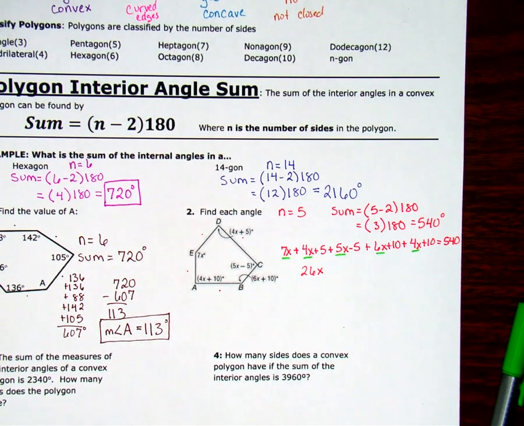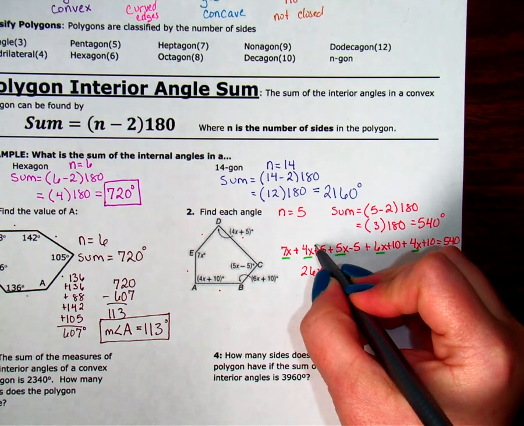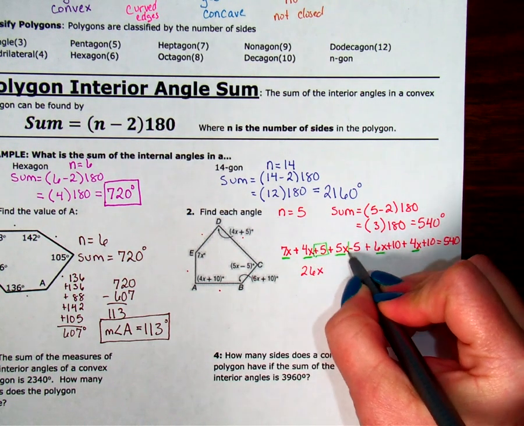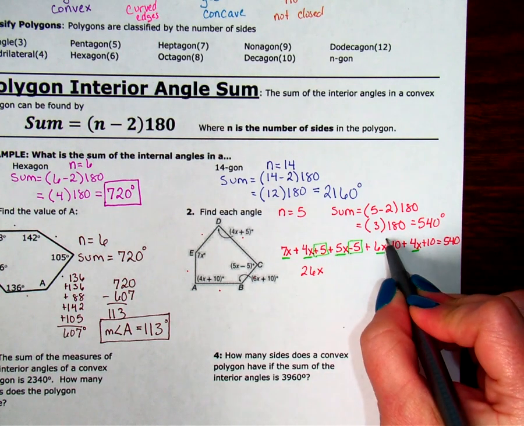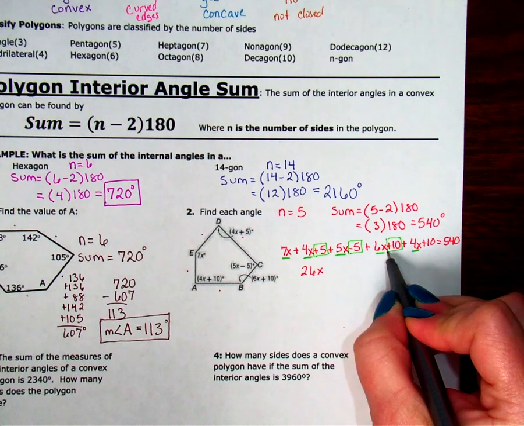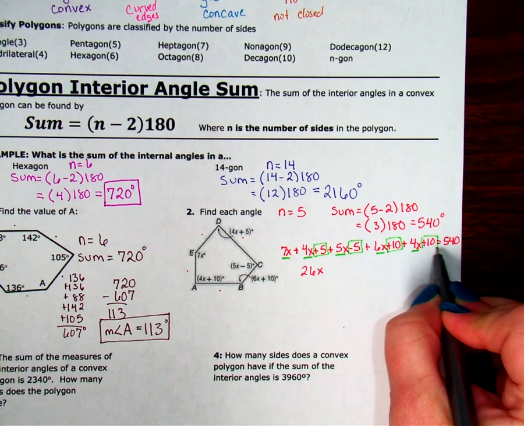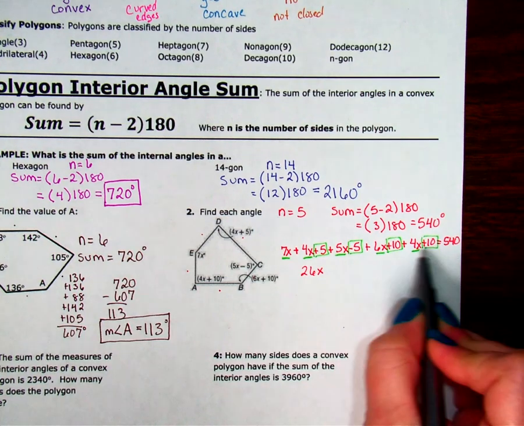All right, and then we're going to put our constants together. So I've got a plus 5, a minus 5. Those just cancel each other out. I have a plus 10 and another plus 10. So plus 5 minus 5 is 0. Plus 10 plus 10, so plus 20. And that equals 540.